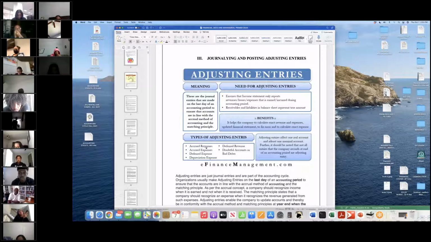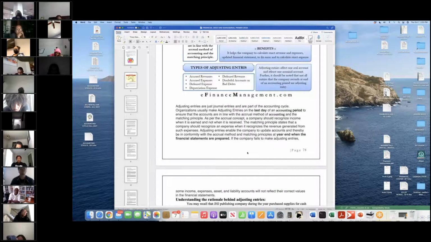We have accrued revenues. That's similar to a type 15. And we have accrued expenses. We hadn't talked about those. Deferred expenses are prepaid assets where we buy something. Depreciation expense. Deferred revenue where we get revenue in advance. Doubtful accounts. So we'll be going through and looking at examples of all of these. But this is just giving you overall types.